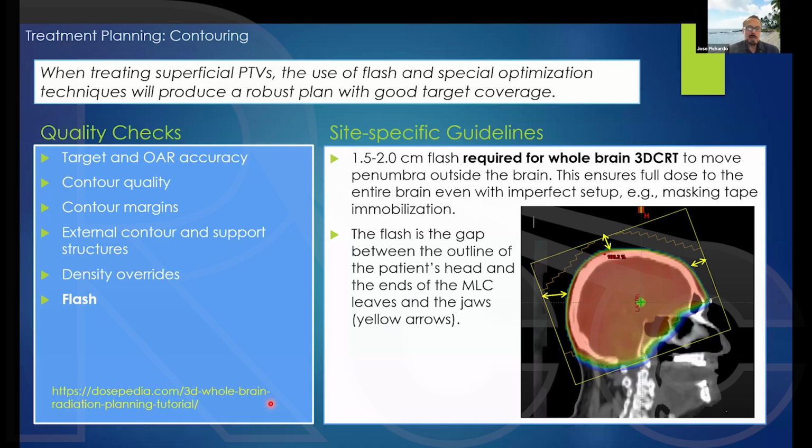Yeah, the way I understand it is that you don't want the penumbra on the brain. That's pretty much the reason I think it's used. If there's another reason, I don't know it. And I think some of it's historical. Back in the old days, we simply did not have the imaging available on the machines, nor nearly as good immobilization, so this flash or extra margin made sure that we didn't miss.